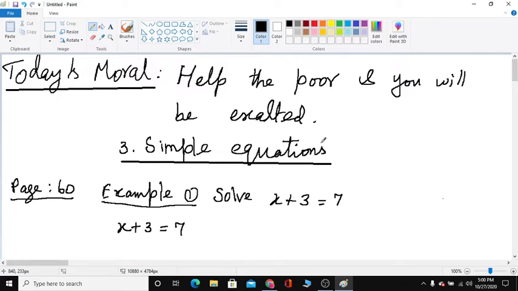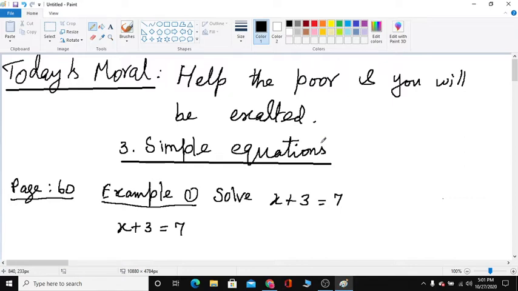Here, page number 60, example 1. Solve the following equation, x plus 3 is equal to 7. Now we have to solve it by the second method, without transposing the term.